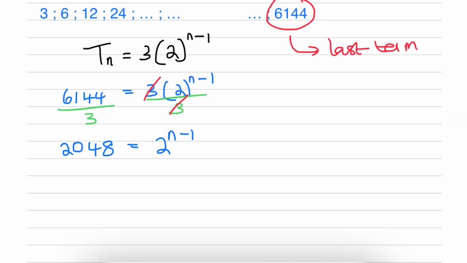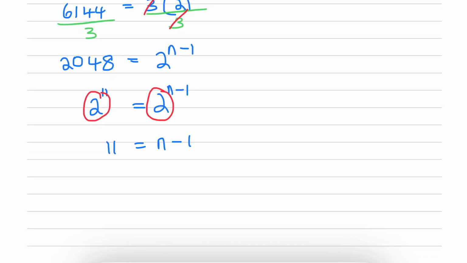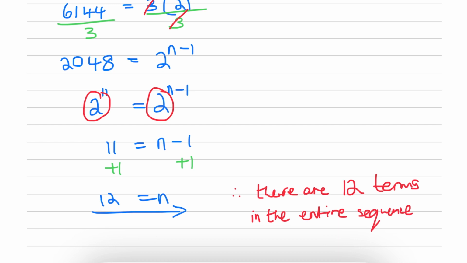2,048. Okay, now we need to get our bases the same. So 2,048 can be written as 2 to the power of 11. And then, since our bases are now the same, here we have the base of 2, there we have the base of 2, we can drop our bases and make the exponents directly equal to one another. Okay, so if n minus 1 is equal to 11, add 1 to both sides, and that gives you n equal to 12. So therefore, this means that there are 12 terms in this entire sequence.